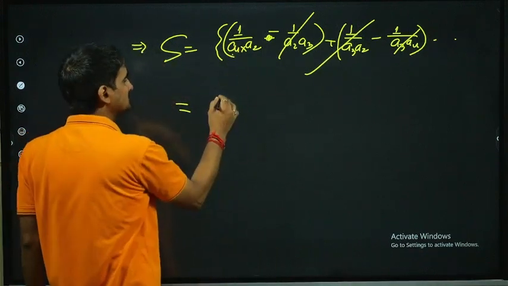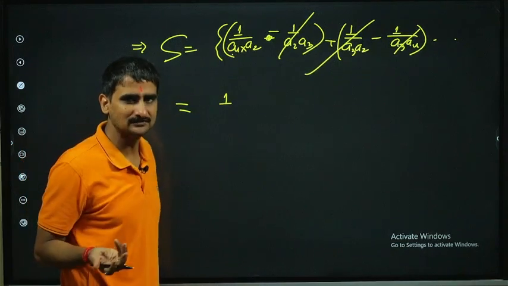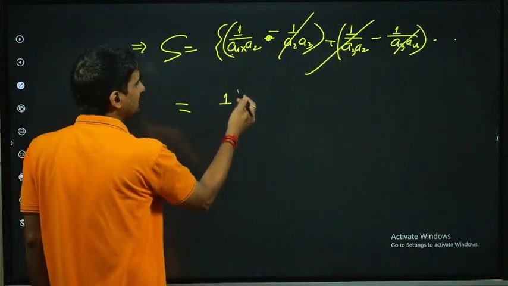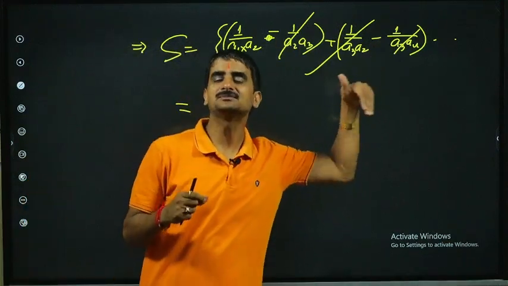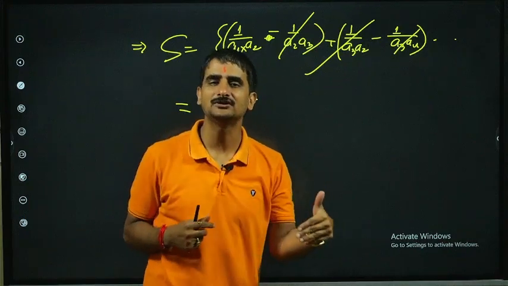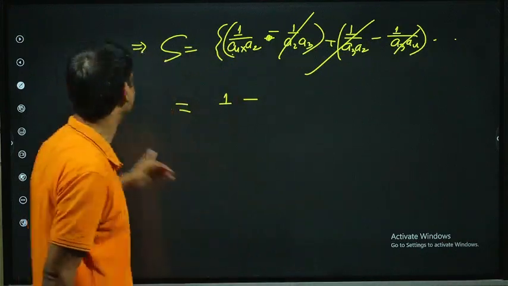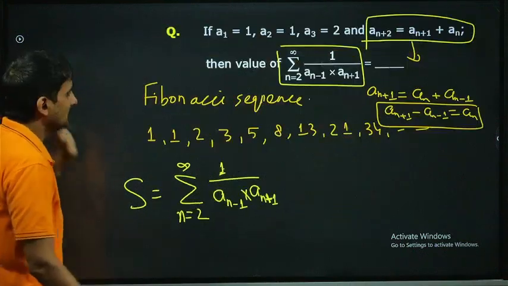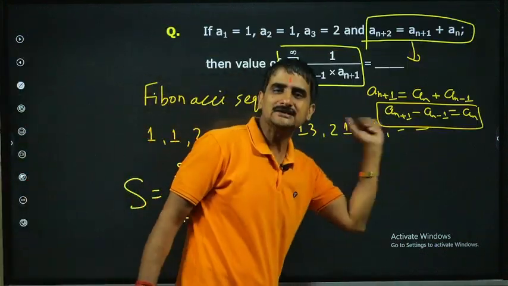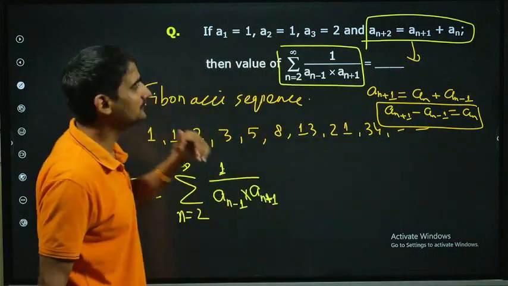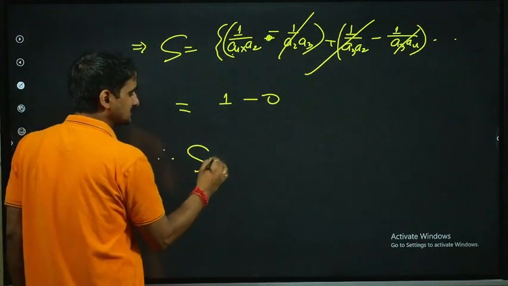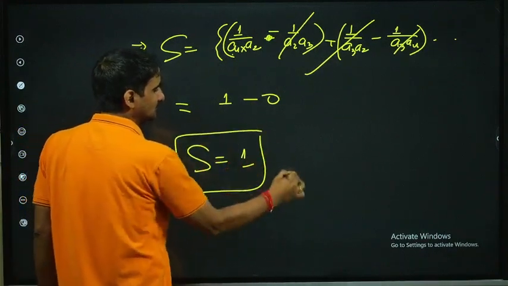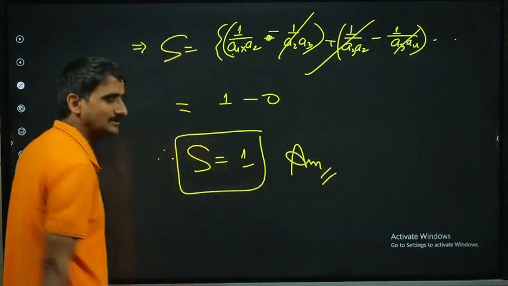Now a1 is nothing but 1, a2 is nothing but 1. So that's 1, and the last term you will be left with will have something in the denominator as n approaches infinity. As you can see, it's an increasing sequence, so it will go to infinity, and 1 by infinity will go to 0. So S is 1 here. That should be the answer here, bachcho.